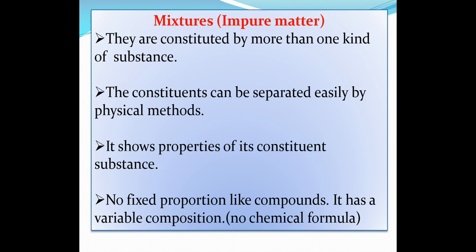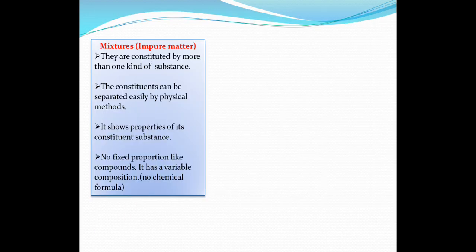Then compounds have a fixed proportion, they have a chemical formula. Like when I am saying water, that means H2O, that means two atoms of hydrogen, one atom of oxygen. But mixtures don't have any fixed proportion, they may have variable proportion, they have no fixed chemical formula.